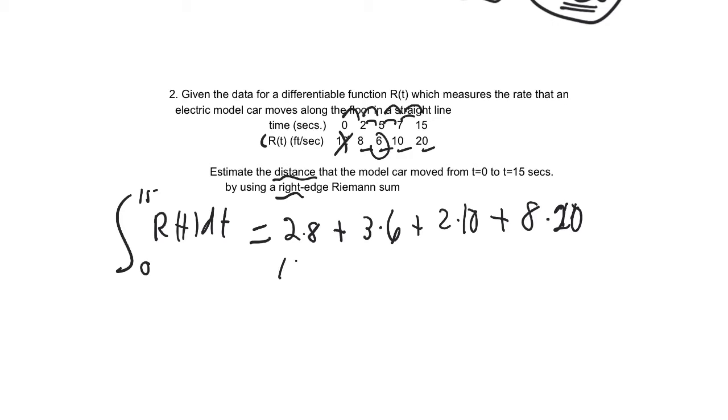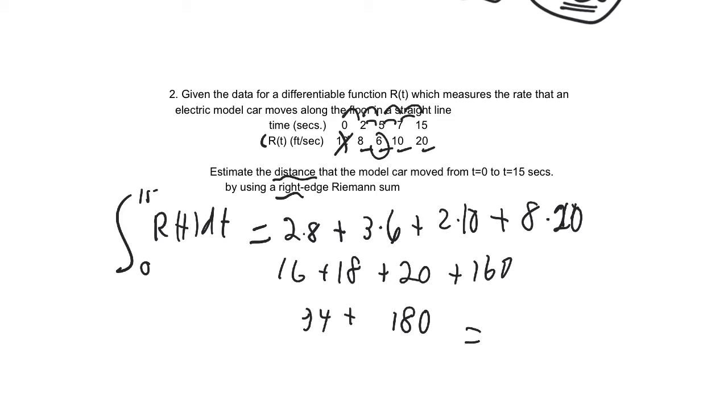And so you get 16 plus 18 plus 20 plus 160, 180 plus 34, which is 214. 214 is the answer there.